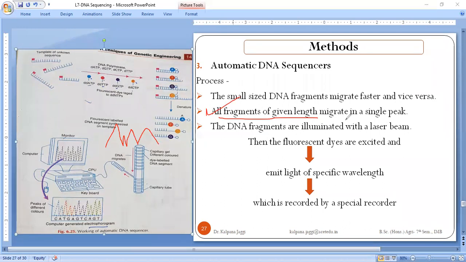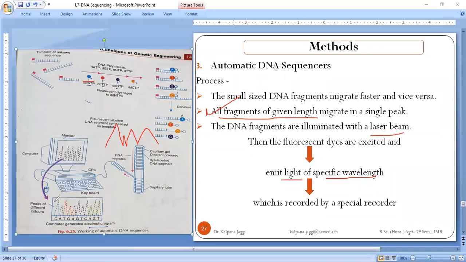All the fragments of a given length are going to migrate in a single peak, and all these peaks will be illuminated with the help of a laser beam. When the laser beam is there, whatever color is present in the peak, due to the presence of the ddNTP, will emit light of a specific wavelength, and this light of specific wavelength will be recorded by a special recorder, right? When the gel is running, on the monitor, which is in turn connected to the computer, we could see the movement in terms of peaks.